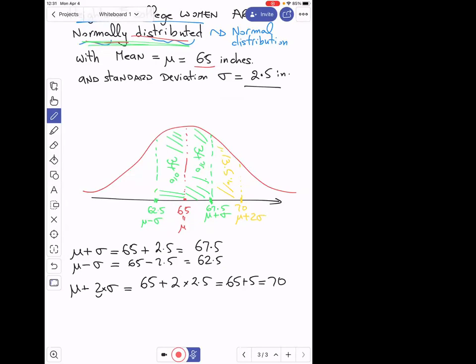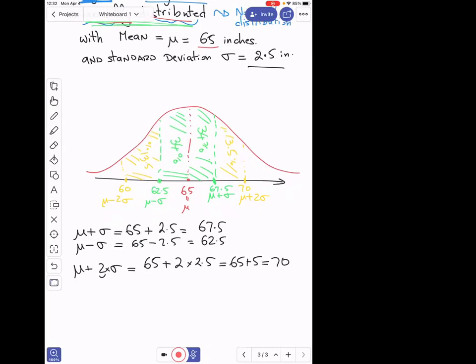The other side here will be mu minus 2 sigma, and that will be 60. If you do 65 minus 2 times 2.5, that will be 60. And again, we're going to get 13.5% for this region here. All right, guys, now the questions. You have this graph because it's a normal distribution, and because of the mean and the standard deviation. Now I want to find some probabilities.